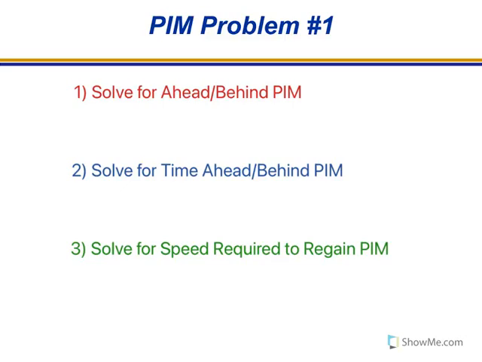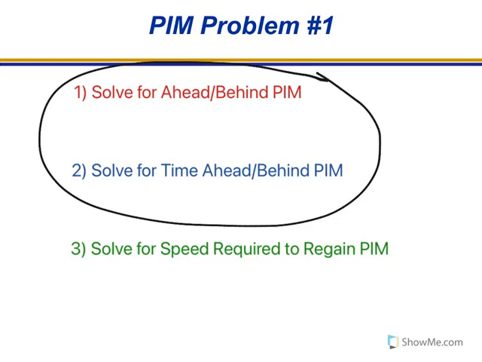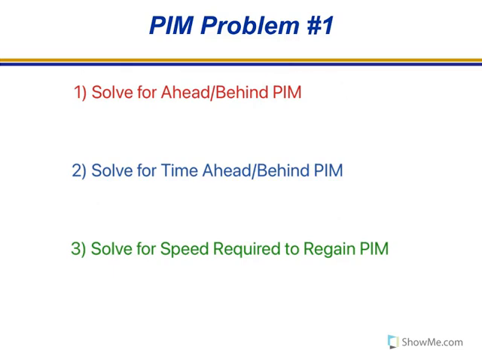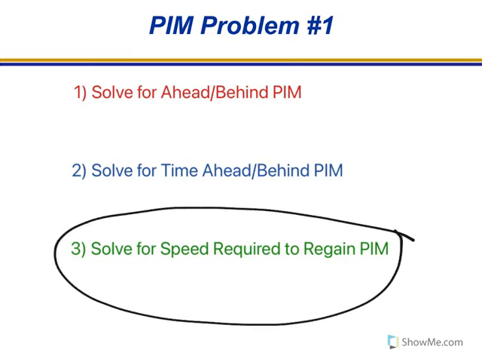Our last step is going to be to solve for the speed required to regain PIM. For that part, we'll be given a distance from our fix to the next waypoint, and then we need to figure out the distance between that next waypoint and the waypoint after that. The way that we'll break down these videos is the next video will show you how to do steps 1 and 2. We'll solve for are we ahead or behind PIM, and also how much time we're ahead or behind PIM. In the video after that, that one will be devoted only to step 3, which is to solve for the speed required to regain PIM.